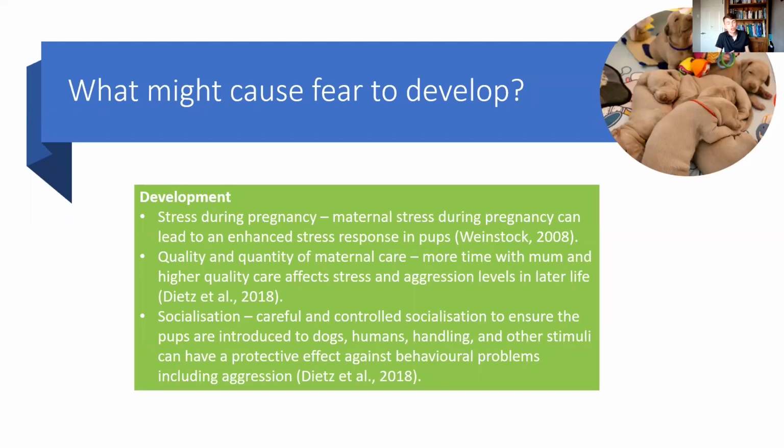Another thing, once the pup's been born, is the quality and the quantity of the maternal care. We know that more time spent with the dog's mum, and also higher quality care, in terms of the way the mum licks and cares for and grooms and interacts with their pups, affects aggression in later life. So the more high quality interactions that the pup gets with their mum, the more protected they are against aggression in later life.